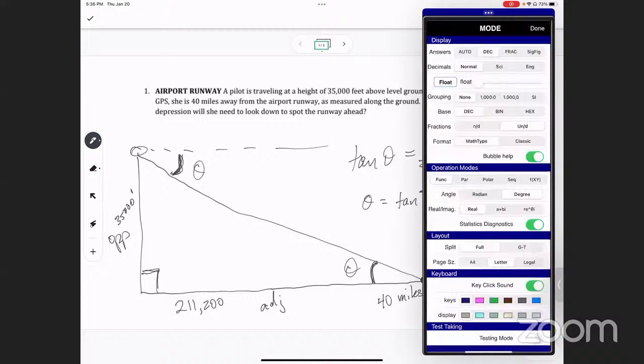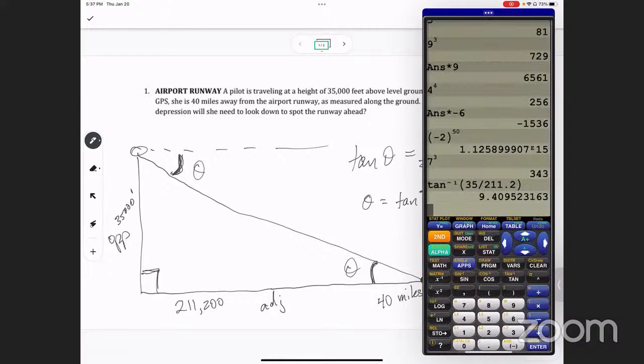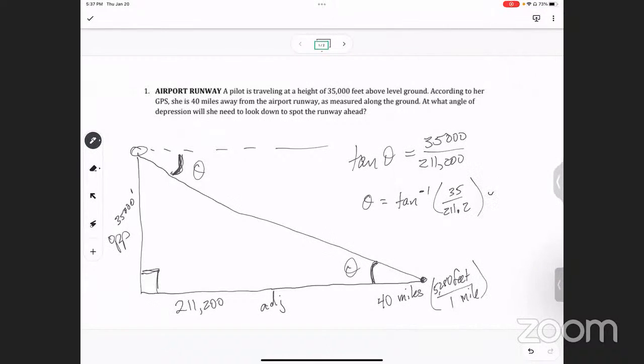So your mode, let's make sure we're in degrees or radians. We're in degrees. Yep, perfect. So that's 9.4 degrees. And that looks about right. It's going to be a small angle because that bottom side is much longer than the other. Okay, see how that works? Questions about it? No, on that one.